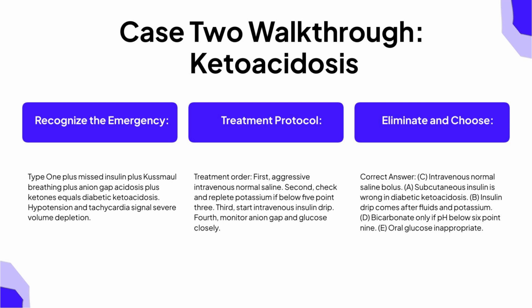Choice D, bicarbonate, is a trap. Bicarbonate is only indicated when the pH drops below 6.9, which is rarely tested but important to know. The take-home message for any diabetic ketoacidosis question is to always think fluids, potassium, then insulin, in that order. Review the diabetic ketoacidosis management algorithms in your critical care and endocrinology sections.